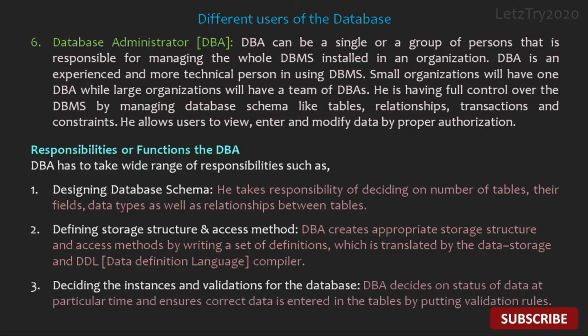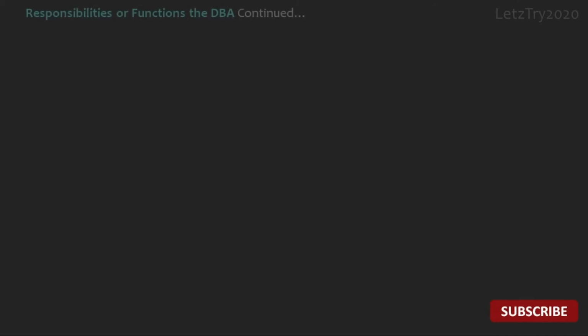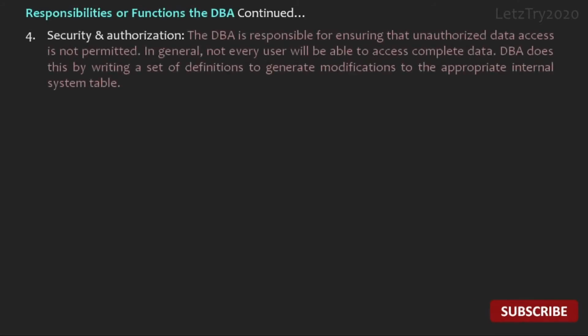Deciding the instances and validations for the database. DBA decides on status of data at a particular time and ensures correct data is entered in tables by putting validation rules. Security and authorization. The DBA is responsible for ensuring that unauthorized data access is not permitted. In general, not every user will be able to access complete data. DBA does this by writing a set of definitions to generate modifications to the appropriate internal system table.